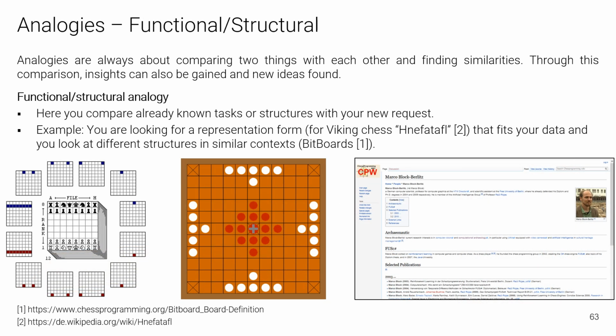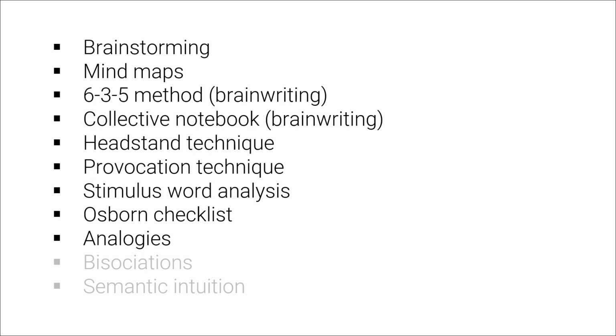With functional or structural analogies, you try to bring things together that might solve similar tasks. For example, the representation of a chessboard in the computer, here represented as bitboards, could give hints for the implementation of a related game. As an example, the Viking chess game, also known as Hnefatafl, is shown here. While searching for pictures on the website Chess Programming, I even found a wiki entry about my chess programming contributions, which go back many years. Analogies are a powerful element. Experience is the key driver of ideas here.